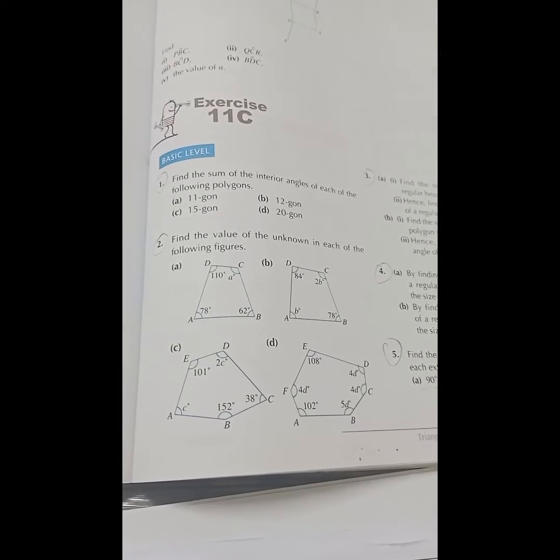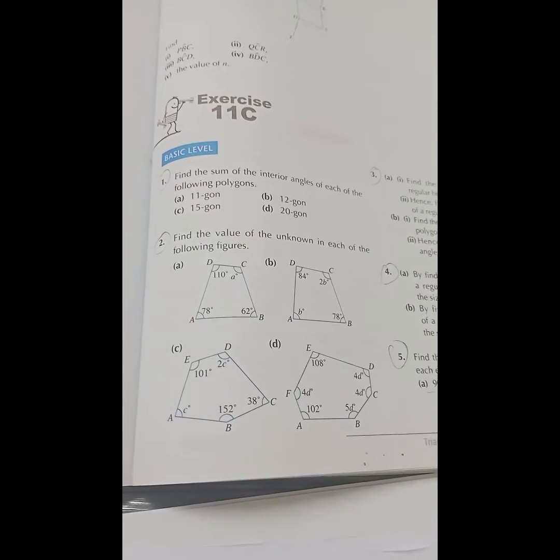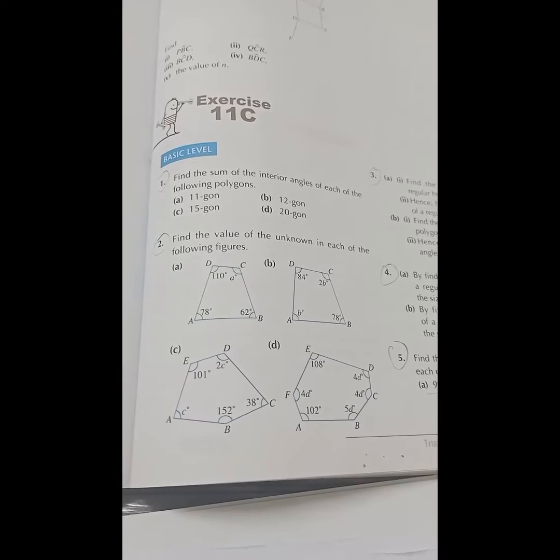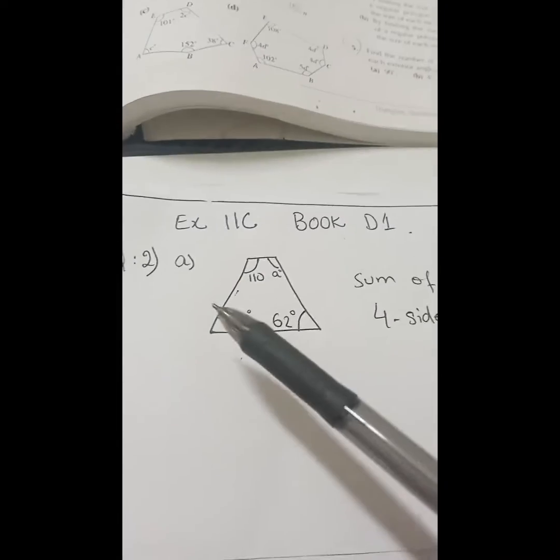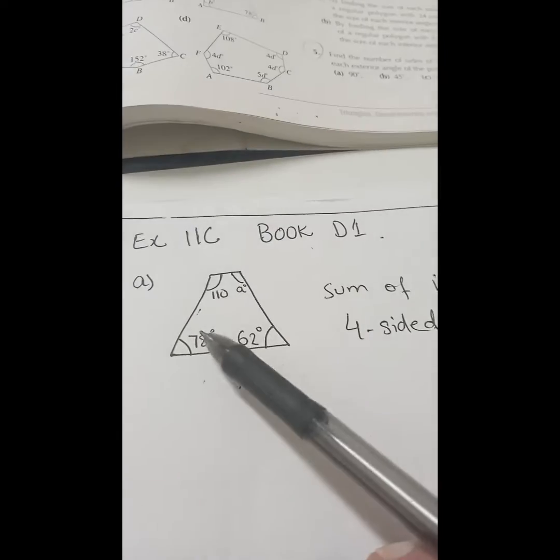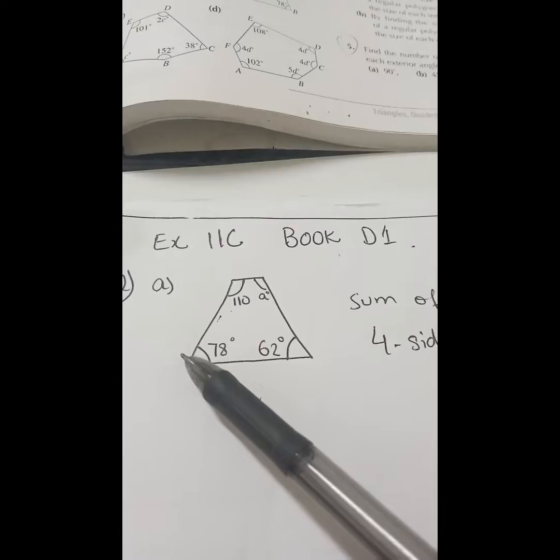Exercise 11C, question number 2, book D1, part A. Find the values of the unknown in each of the following figures. Since it's a four-sided shape, a quadrilateral, let's first calculate the sum of the interior angles of the polygon, which is n minus 2 times 180.